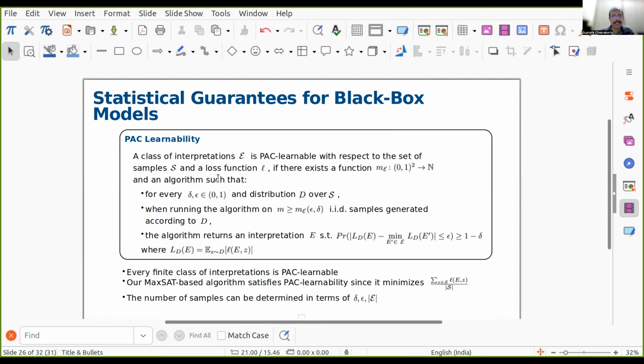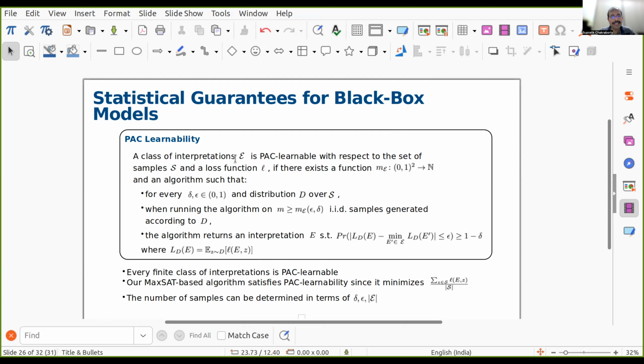We are saying that there is a class of interpretations, let us say a class of decision diagrams. There is this entire set of samples, all the input-output behaviors that you can provide to this. This class of interpretations is said to be PAC learnable with respect to this set of samples. And of course, a loss function: how do I say that one interpretation is worse than another one? So there has to be a loss function.